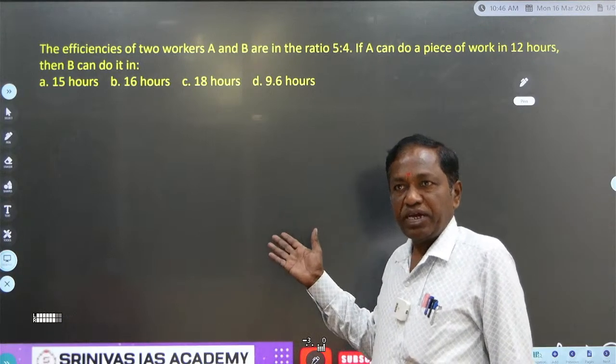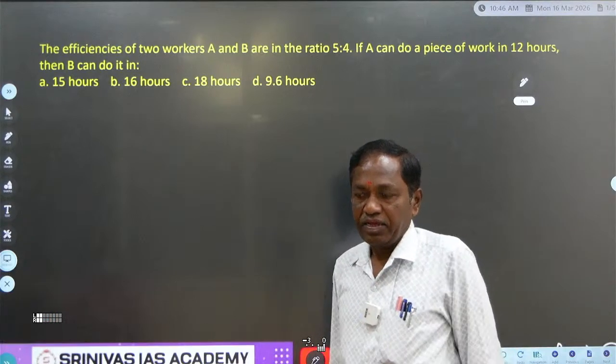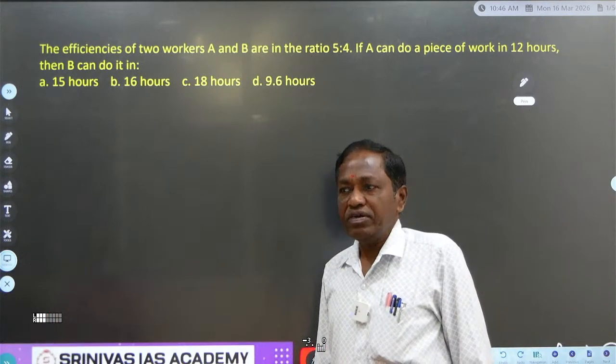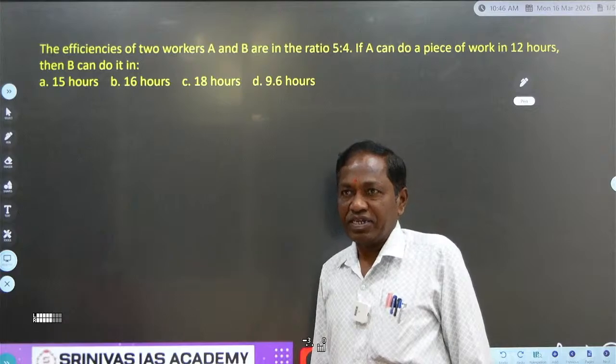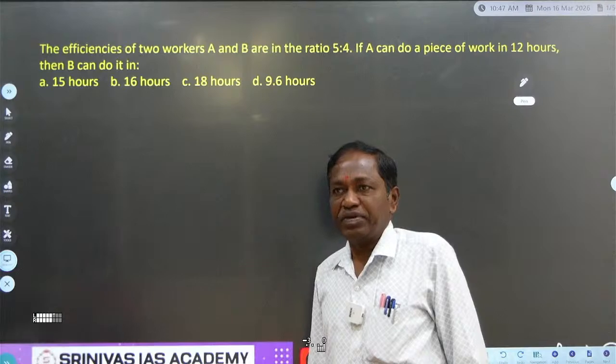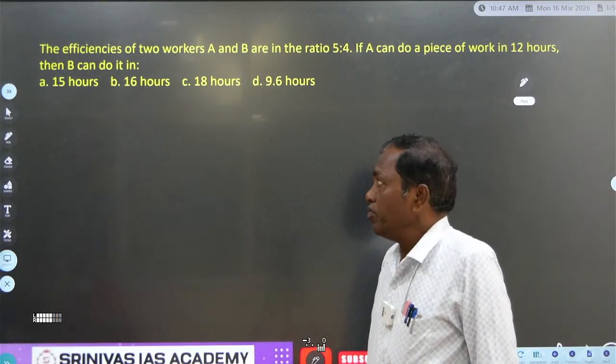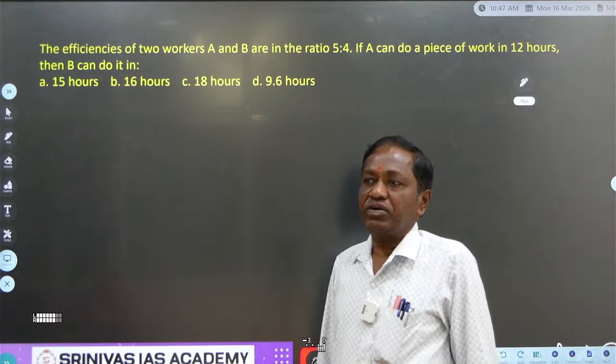Even in time and work, the efficiency of work is connected with the time. So the higher the efficiency of work, the lower the time one takes. The lesser the efficiency, the higher the time being taken. This is quite common. Now, in the basic input, what is it?